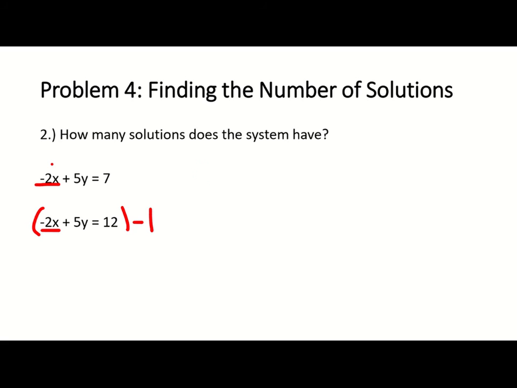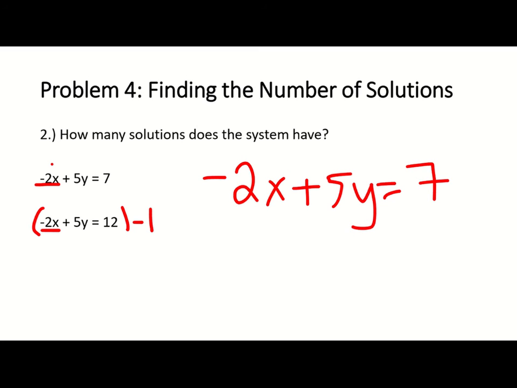So the top equation I'm going to leave the same. Negative 2x plus 5y is 7. The bottom equation, I'm going to change this now by multiplying everything by negative 1. So positive 2x minus 5y is negative 12.